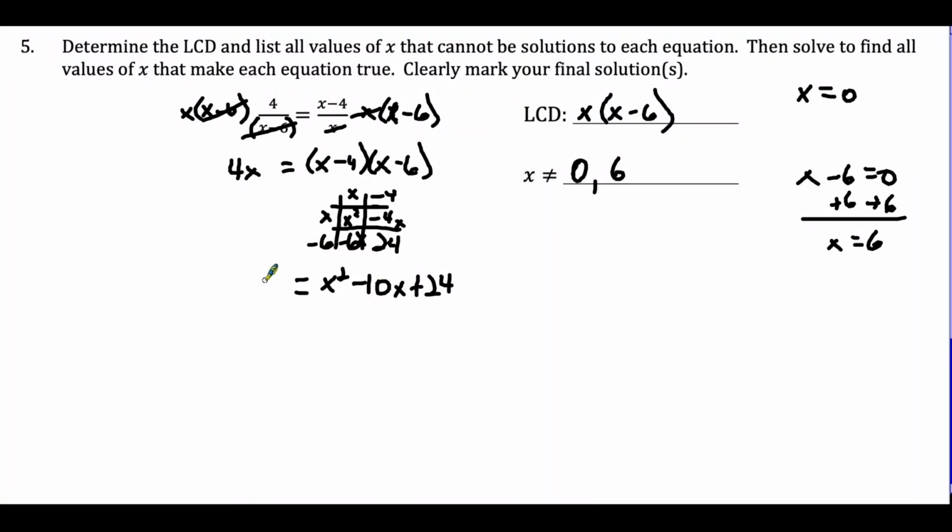And then I still have this 4x on the left side. So we end up with a quadratic that we're going to have to solve here. To do that, I want to get everything on one side equal to 0. So I will subtract this 4x over to the right side. So I'll get 0 equals x squared minus 14x plus 24.